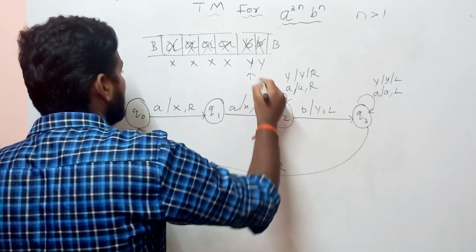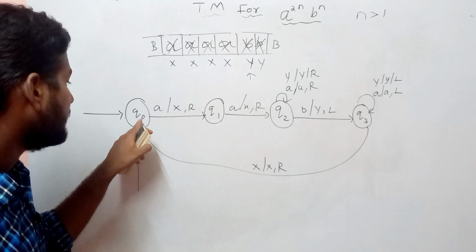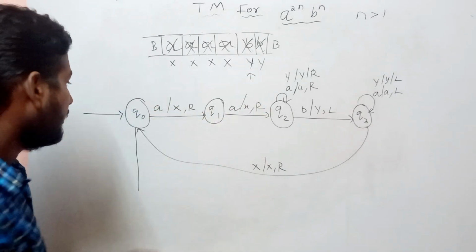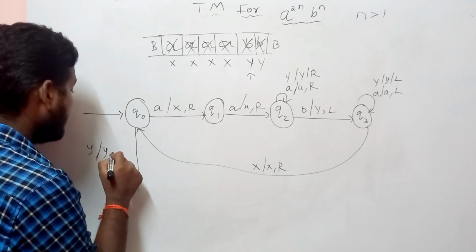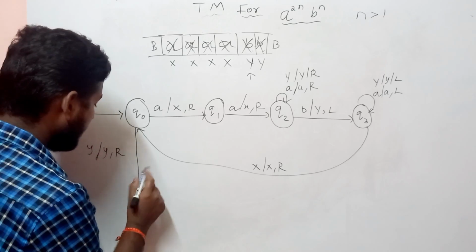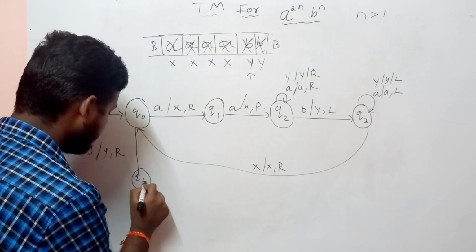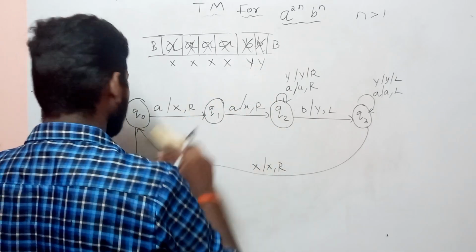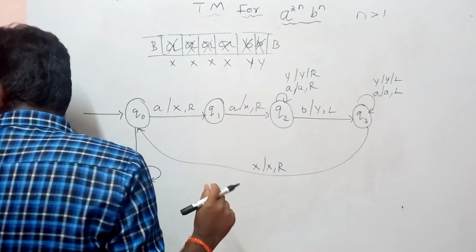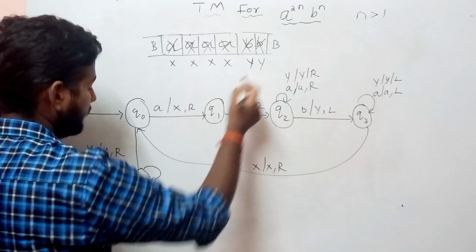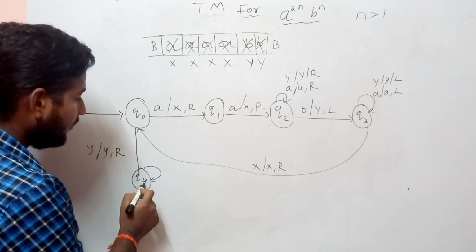The pointer is here, but the state is q0. There is no transition defined for y. So whenever we read y in q0, it is represented as y, the direction is right, and the state changes to q4, which means the pointer is here, and we make a self loop. We make a self loop on q4.